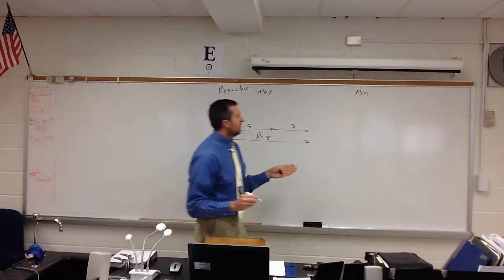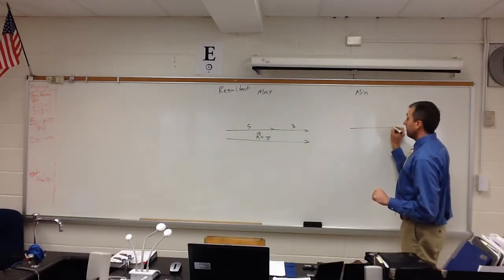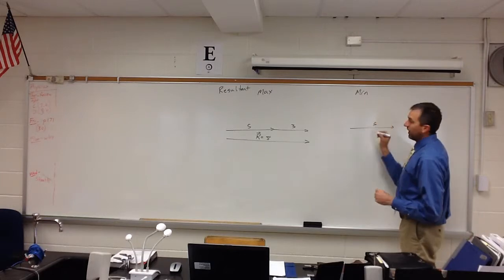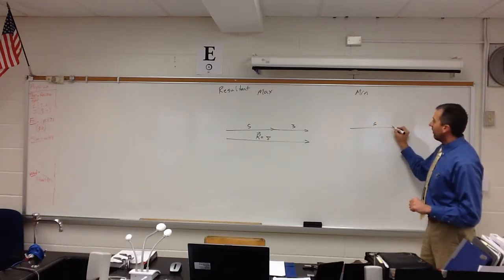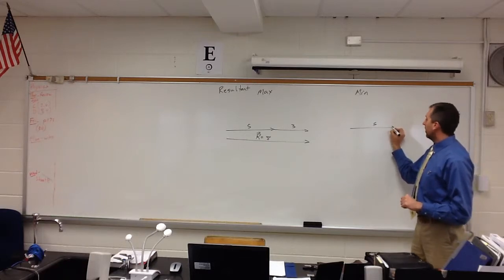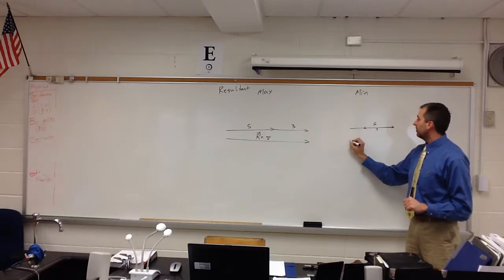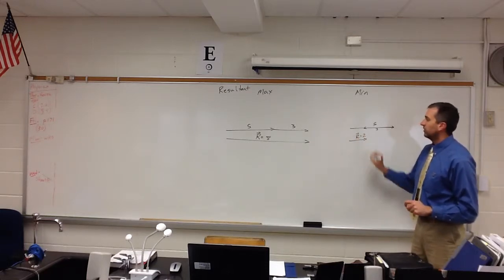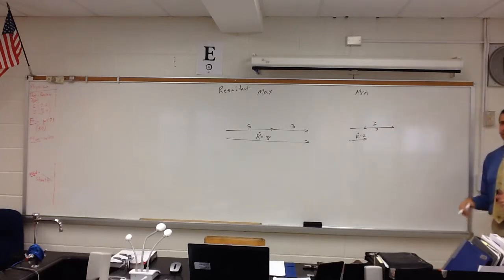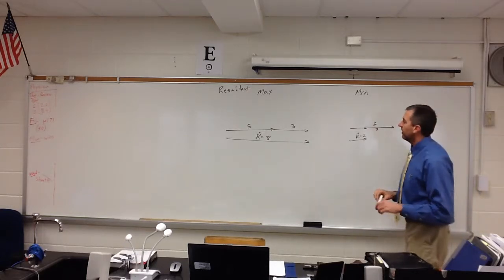If you use the same 5 and 3, and you want to get the minimum, then if the 5 were going this way, for instance, we would tack the 3 right onto the end, but we would bring it back the other way. And in the end, we'd be left with a resultant of only 2. Now that's fairly straightforward, nothing really confusing there.